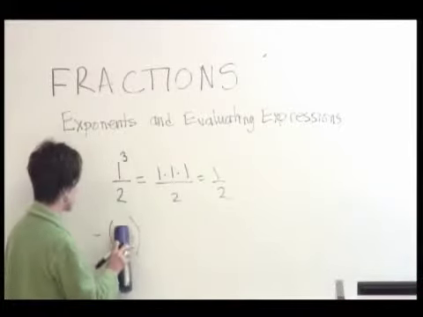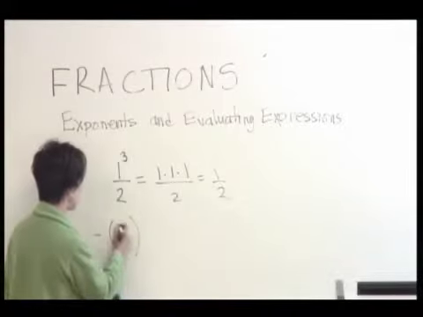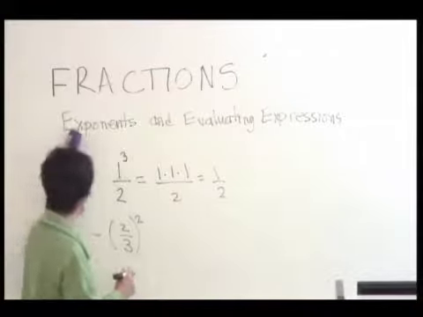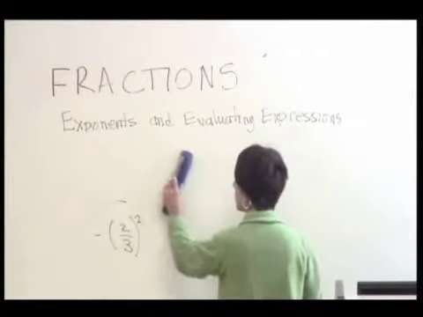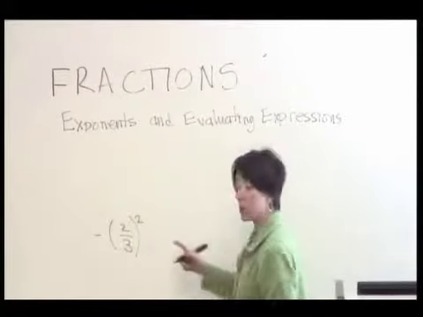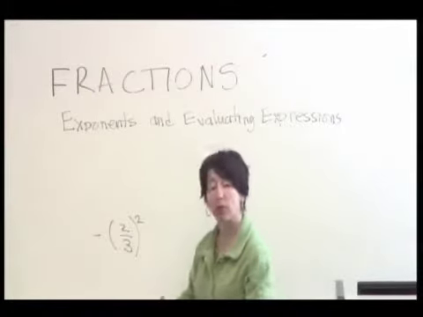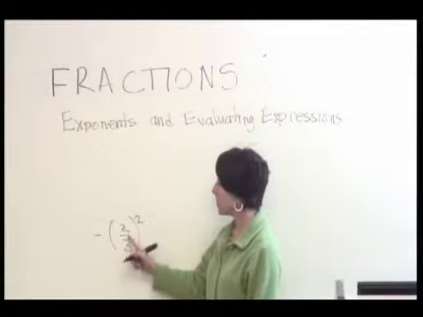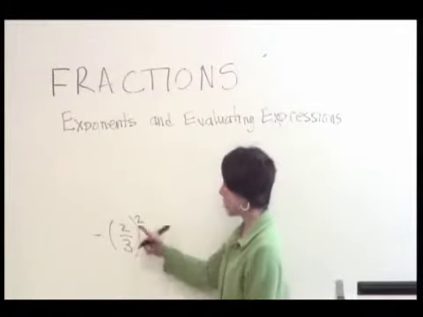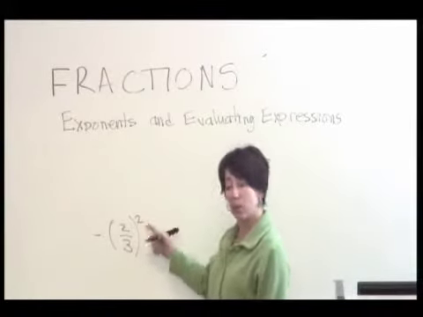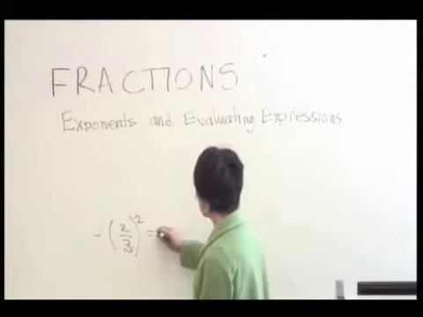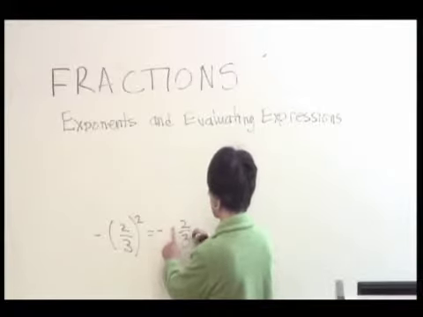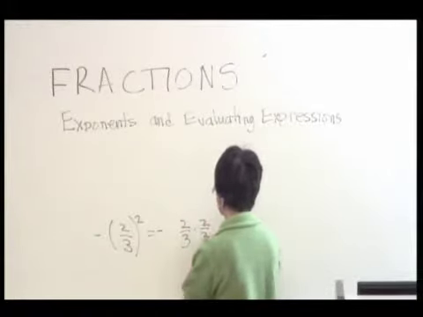Let me change this. Okay, so here we have 2/3 squared, and there's a negative symbol in front. Well, my base is not negative. My base is the 2/3. So I'm going to multiply the 2/3 by itself 2 times. I'm going to keep my negative symbol out here just so I don't forget it. But my base is 2/3.